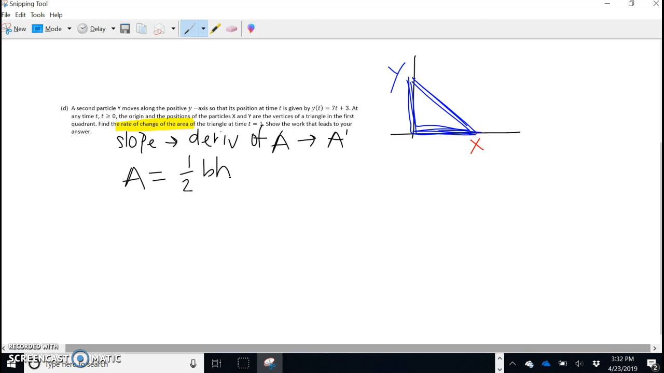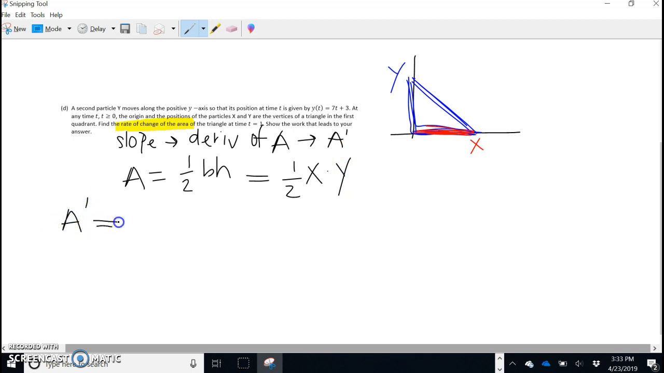The base of my triangle looks like the position of that particle x. So maybe I can rewrite this as 1/2 of x times, well, the height of my particle looks like the position of y. So 1/2 x times y. And then you know what's coming.